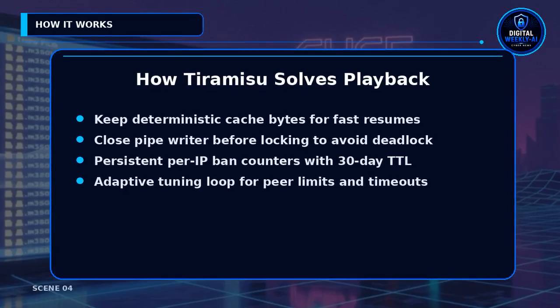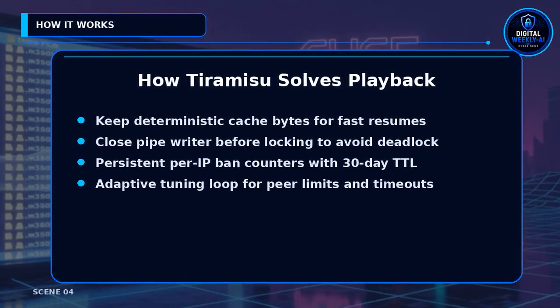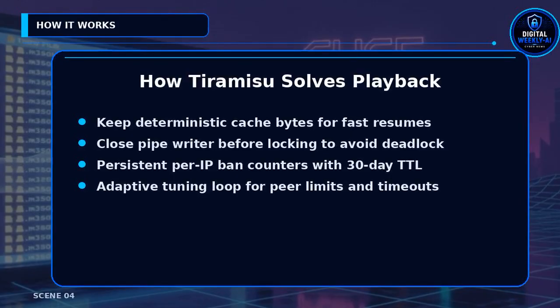Why streaming torrents to a player is hard. BitTorrent optimizes parallel piece transfers, not sequential reads. Tiramisu fixed 3 playback bugs seen in real use. Resume beyond 256 megabytes, invalidated cache. Fixed by keeping deterministic cached bytes.